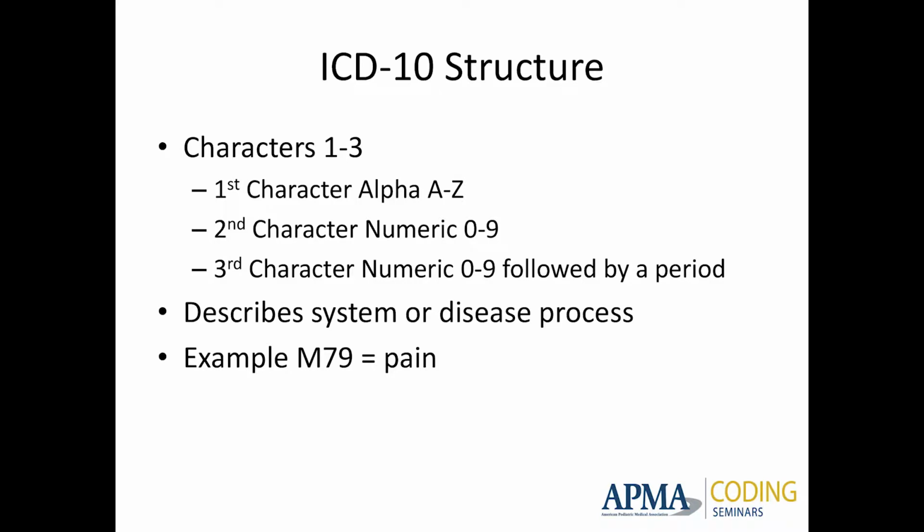We won't go through specific codes, but we'll talk about how the structure is and help you understand how detailed you have to be. On the structure, the first 3 characters describe the body system, what you're looking at. The first character is always going to be a letter, A through Z. Second character is always going to be a number. Third character is always going to be a number. Then there's a period.